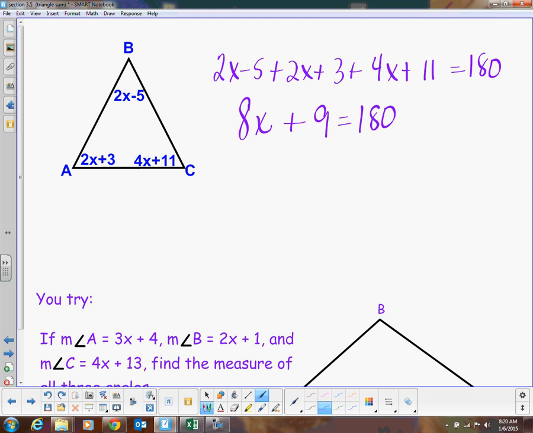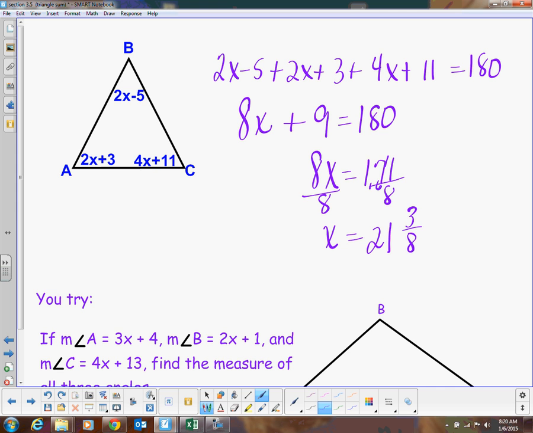All right, what do we do with our 9? So we're going to get 171, and then what do we do? 8 goes into 17 2 times, which is 16, which leaves me remainder 1. 8 goes into 11 once, remainder 3. I don't do decimals. So much easier to do fractions.